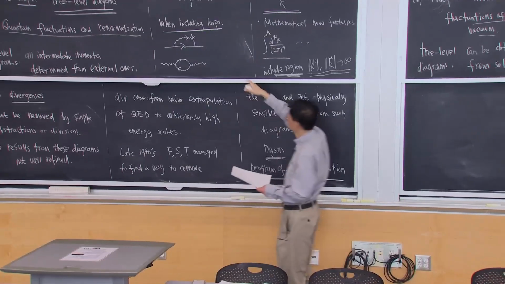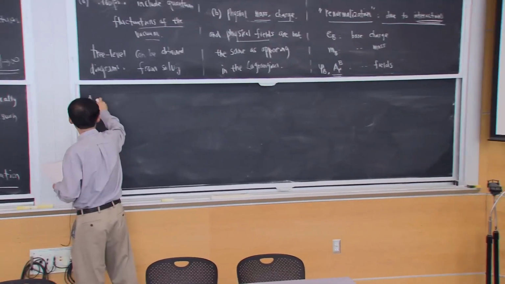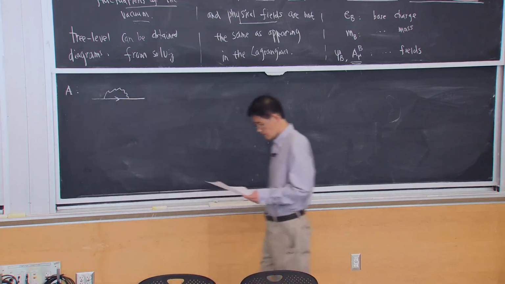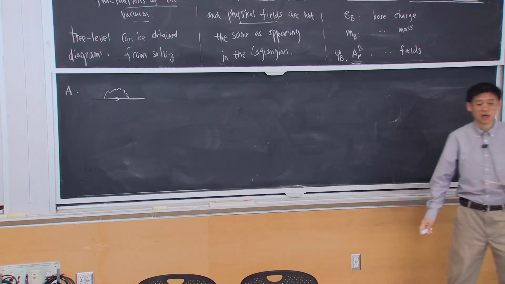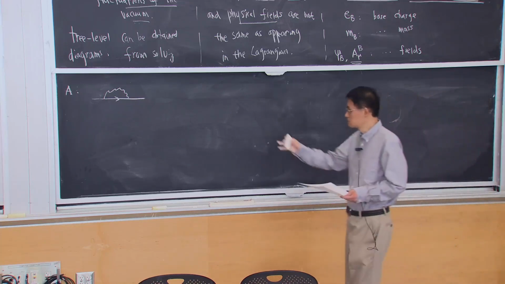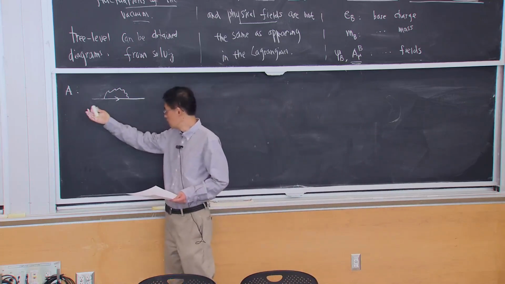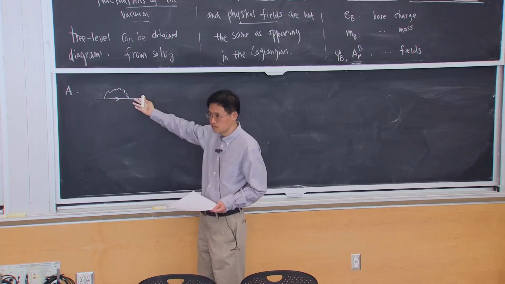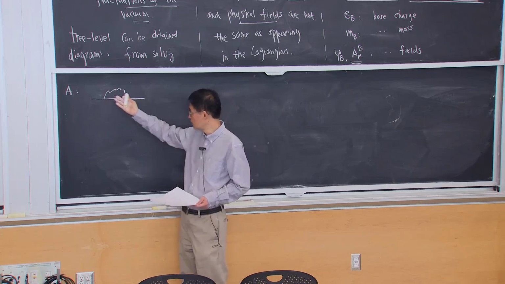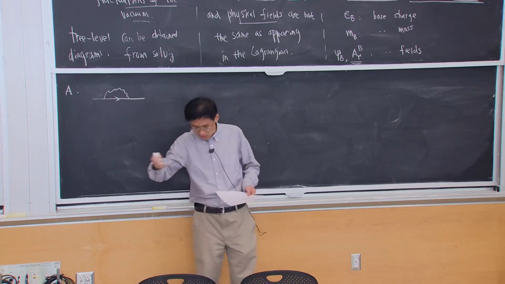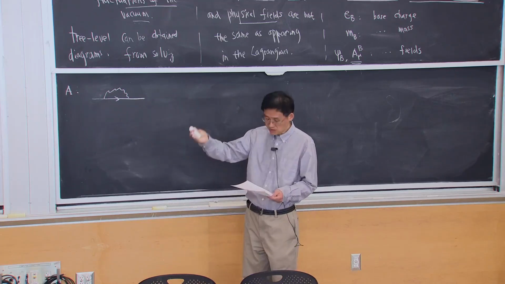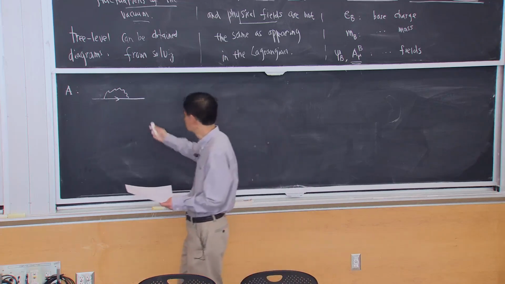Let's look first at that diagram, the propagation of the electron. You calculate this diagram, and you find the correction to the propagator. This diagram will induce a correction to the propagator of the electron.